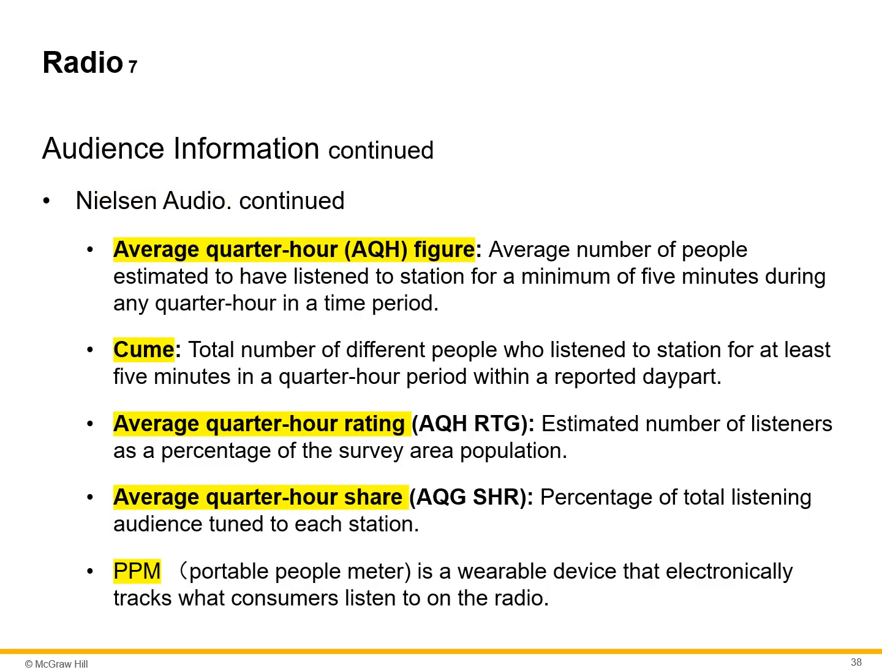Then for audience information, Nielsen Audio offers you average quarter-hour figure. Cume, that's a total number of different people who listen to a station for at least 5 minutes in a quarter-hour period. Average quarter-hour rating, average quarter-hour share, and PPM, portable people meter. Okay. Make sure you know all those acronyms.